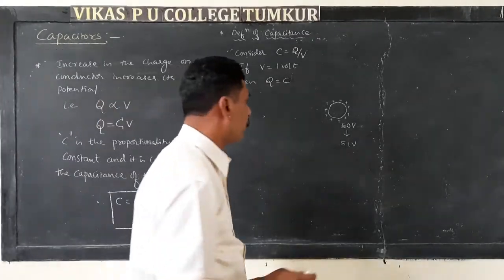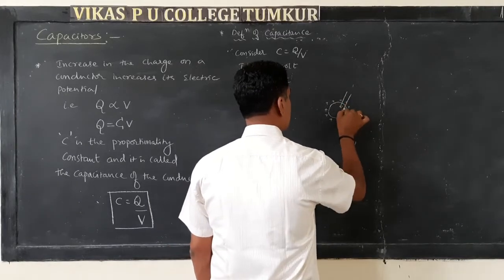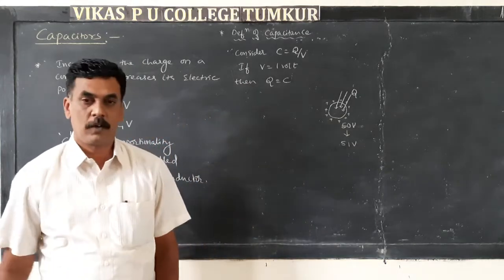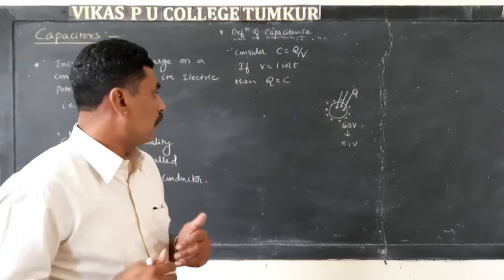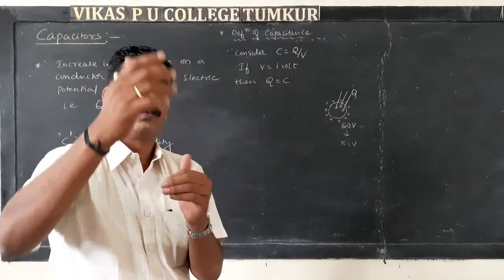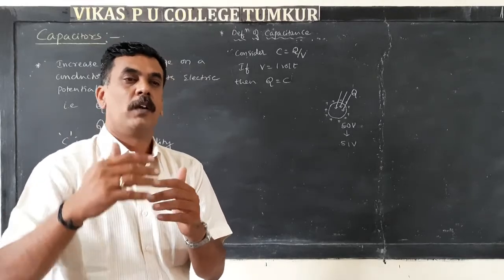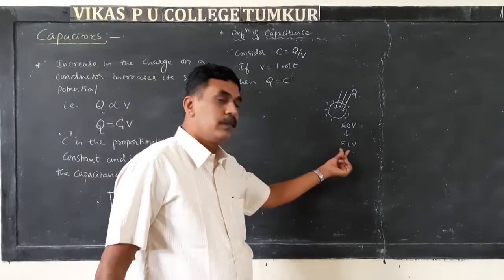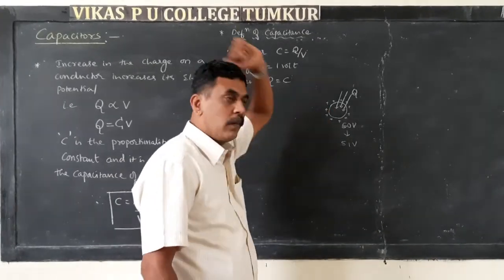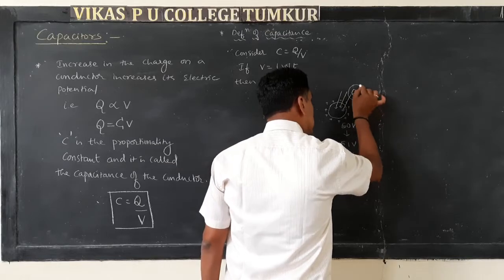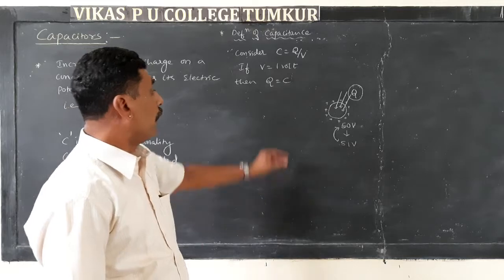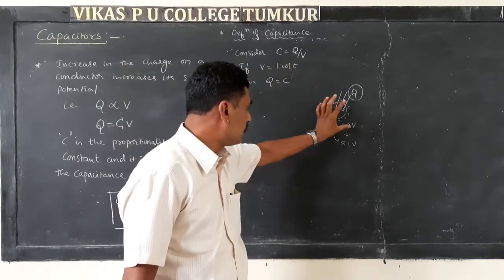Then what do I do? I add charges. I further charge it. As I add charge, there will be a rise in the potential. 50 becomes 50.1, 50.2, 50.3, 50.4, and so on, and reaches 51 if I go on adding the charges. So I keep adding charge until 50 becomes 51. The amount of charge I add to go from 50 to 51, I call that the capacitance of this conductor.